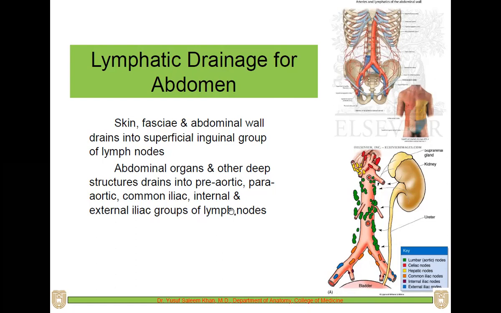So all these groups of lymph nodes will be draining most of the organs of the abdomen. All the organs of the abdomen will be draining into either of these groups of lymph nodes. Especially the pelvic organs will be draining into the common iliac or external and internal iliac. Then those organs which are in the abdomen will be draining into the pre-aortic or para-aortic group of lymph nodes.